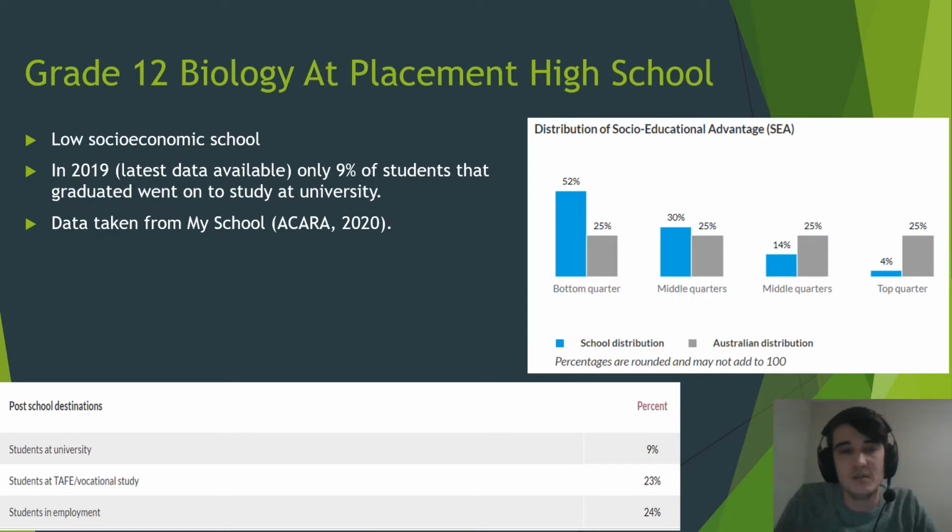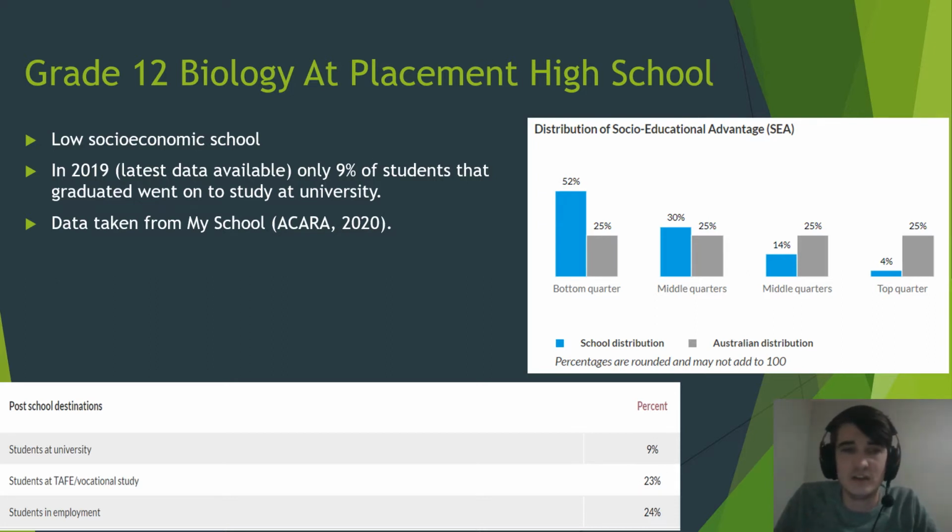On this placement, I was given the opportunity to teach grade 12 biology. This school had quite a low socioeconomic background. As you can see from the distribution of social educational advantage graph, most students are in the bottom quarter to lower mid quarter of the spectrum.